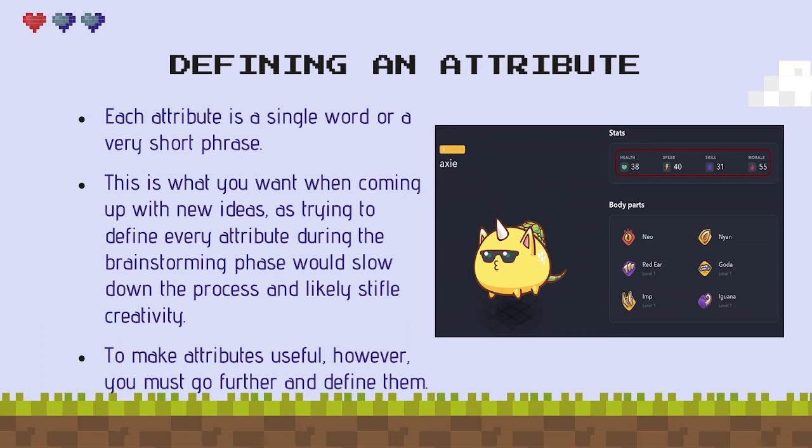So, this is what you want when coming up with new ideas, trying to define every attribute during the brainstorming phase. In designing attributes, you want to limit it to a single word or very short phrase. Pero most of the time naman, yung ating mga attributes, they're limited to one word only. Kasi it's easier to understand, it's easier to remember if the attribute is limited to a single word only. To make attributes useful, however, you must go further and define them.